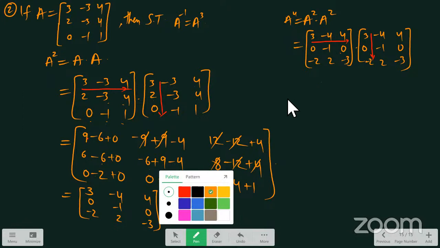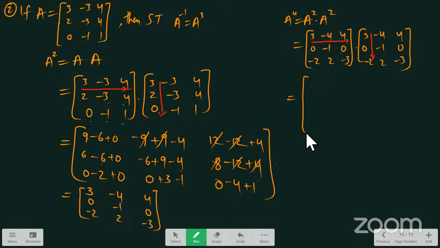So multiply. 3 3 ja 9, minus 4 into 0, minus 0, 4 into minus 2, minus 8; 9 minus 8, 1. Again, first row, second column. 3 4 ja 12, minus 12; minus 4 into minus 1, plus 4, minus into minus becomes plus, 4 1 ja 4. Then 4 2 ja 8, plus 8. In the same way, this row, this column. 3 into 4, 12; minus 4 into 0, minus 0; 4 into minus 3, minus 12. 12 minus 12.